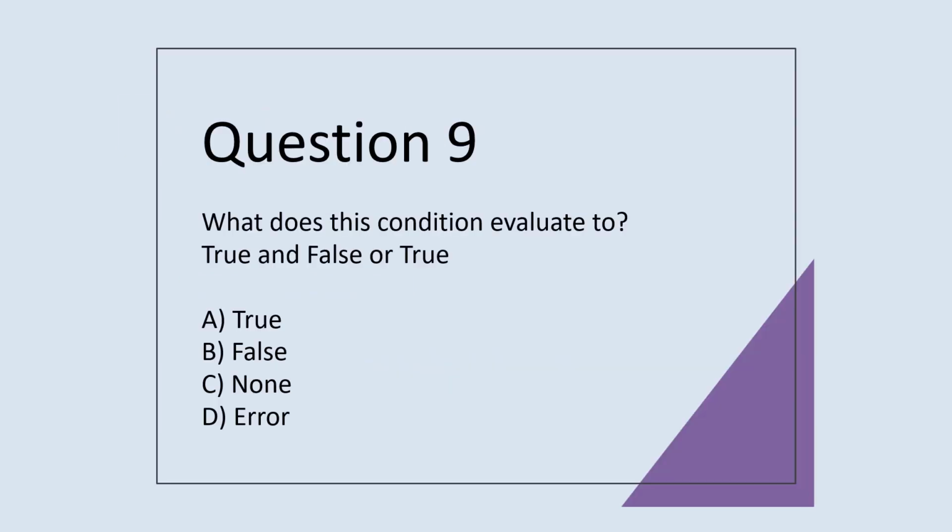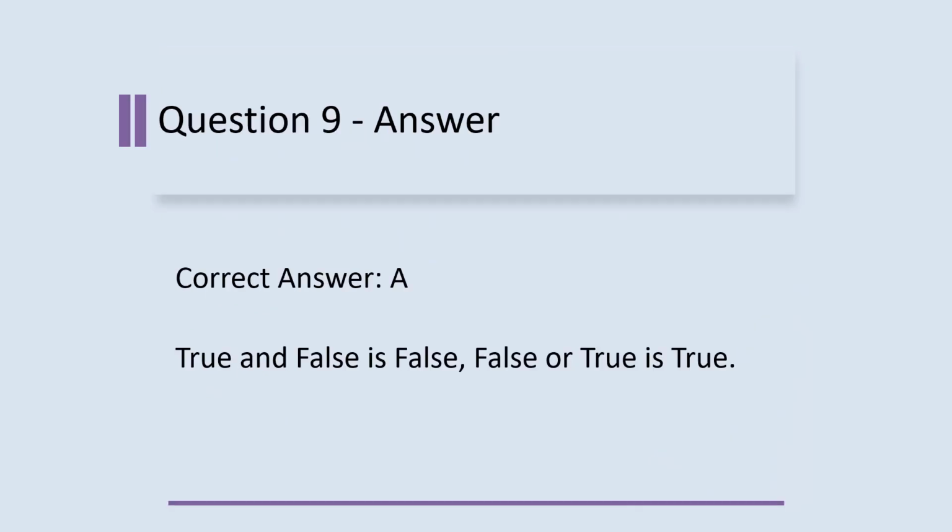Question 9. What is the result of True and False or True? A: True. B: False. C: None. D: error. Correct answer A. True and False is False, and False or True is True.